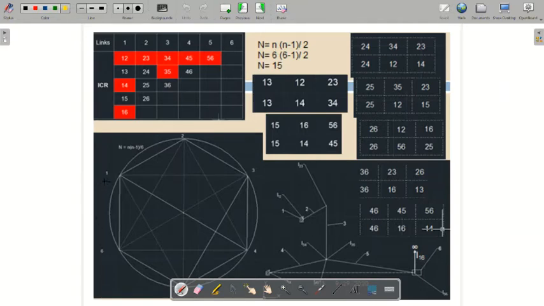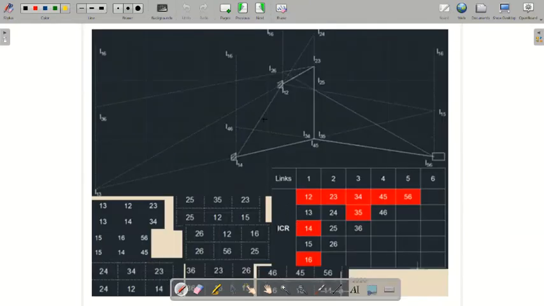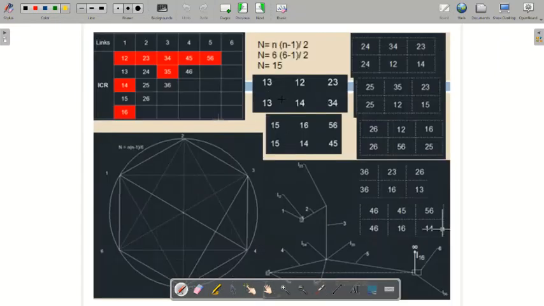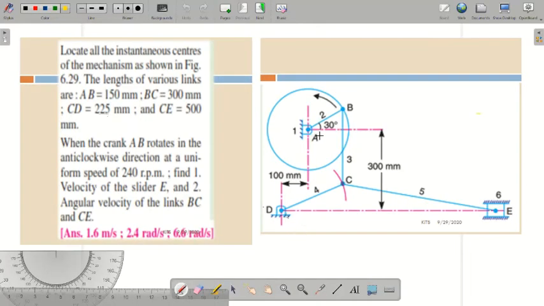Okay, first of all, connect 1 and 2. Where is the first link? This is the first link. Can you see this diagram? I think it will be somewhat smaller. What can I do? See this point.